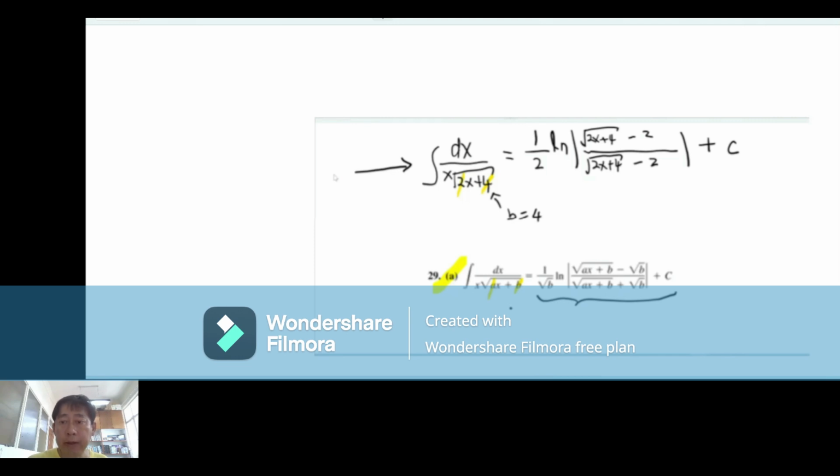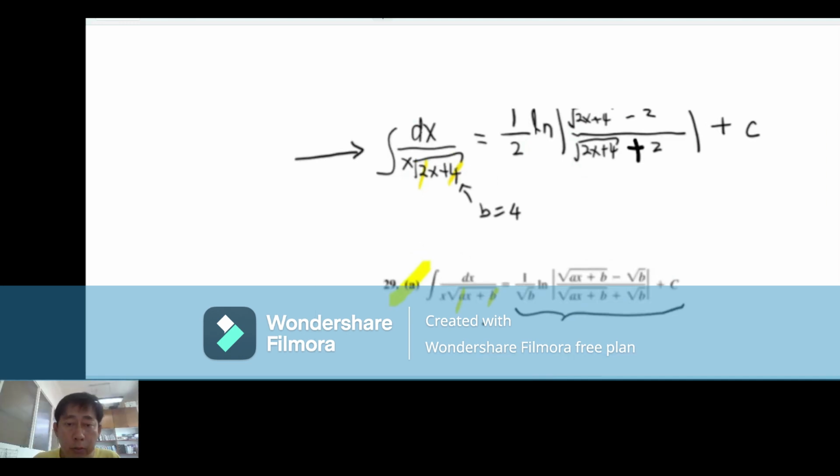Sorry, I have to make a correction. It should be a plus 2 instead of a minus 2 in this expression. So that is the solution to the integration of 1 over x times the square root of 2x plus 4.